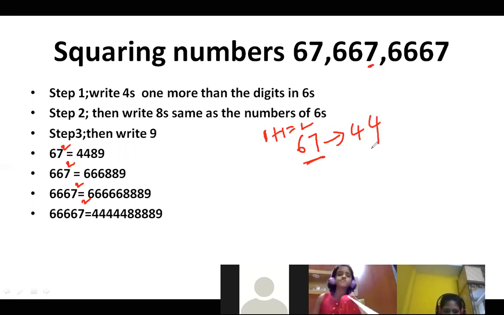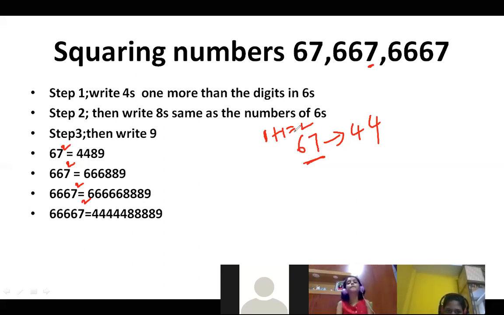One more than the sixes in the number. Here only one 6 is there. That's why you should write 2 fours. Here 3 sixes means you should write 4 fours. Here 10 sixes means you should write 11 fours. How many 4s you should write depends on the number of sixes in this number.